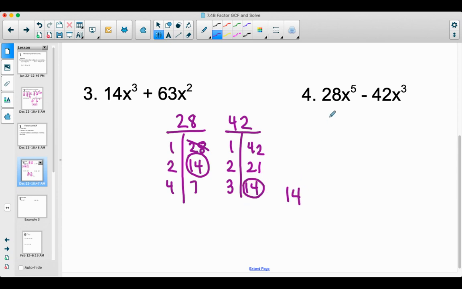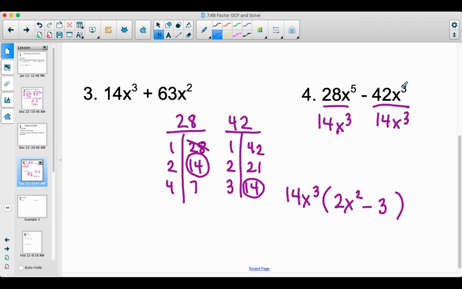So we have 14. And then I have an x to the fifth and an x to the third. So I take the smaller one, x to the third. And then I'm just going to put the parentheses here because I know I'm going to have to now divide each of these by our GCF. So when I take 28 and I divide it by 14, I get 2. And then if I have 5 and I divide out 3 of them, there are 2 left over. And then I carry down my subtraction sign. And then 42 divided by 14 is 3. And then if I have 3 and I take 3 out, then I don't have any more. And so there is your answer.